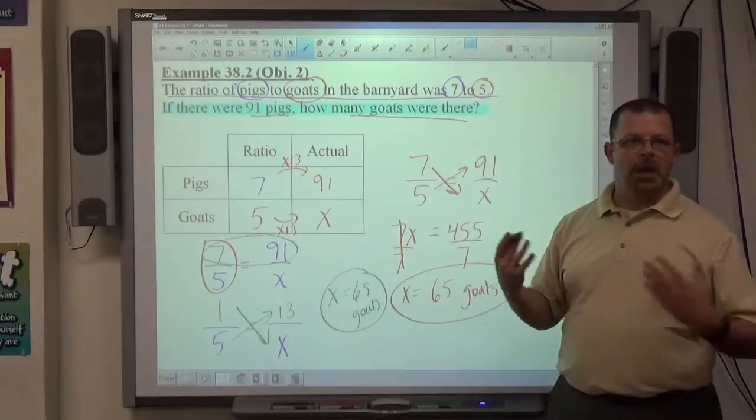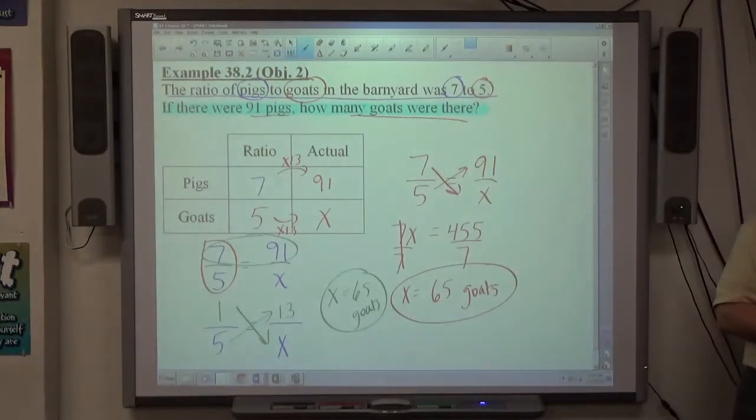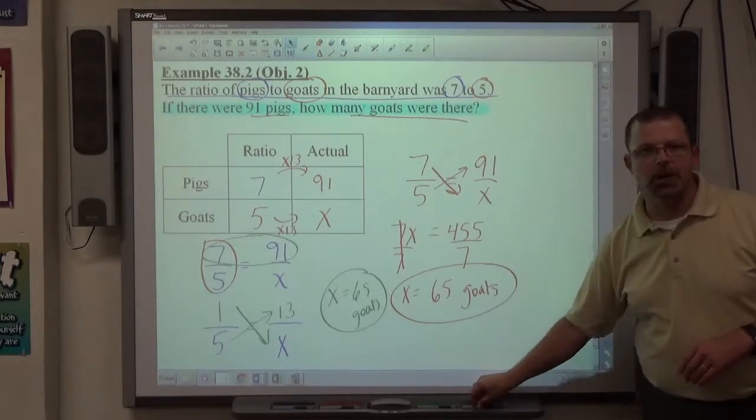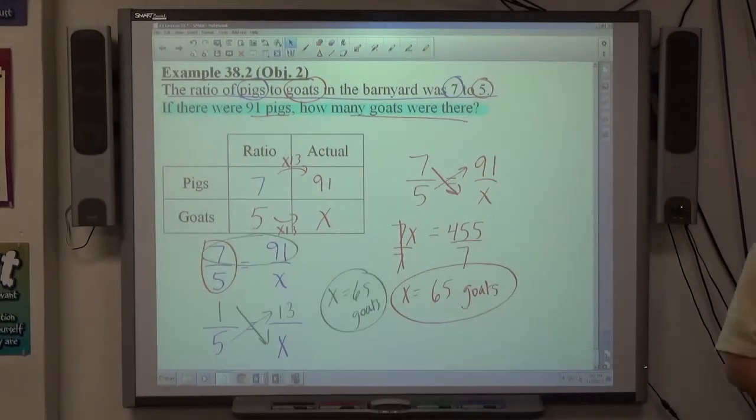That works too. We're using proportions rather than scale factor today, so I wasn't going to focus on that, but that is legal. They kind of fall into the same family, they're just done differently. So both techniques are fine, and either one can be used, whichever one you feel more comfortable with.